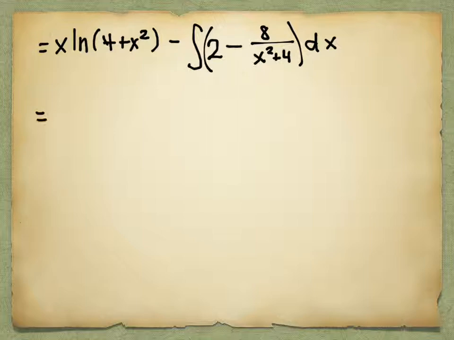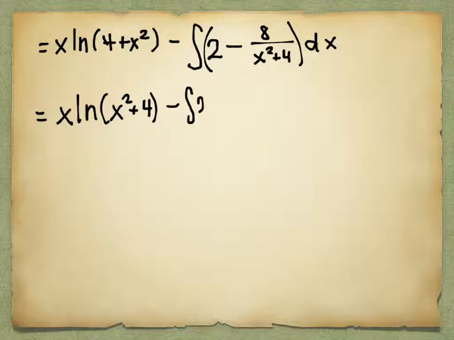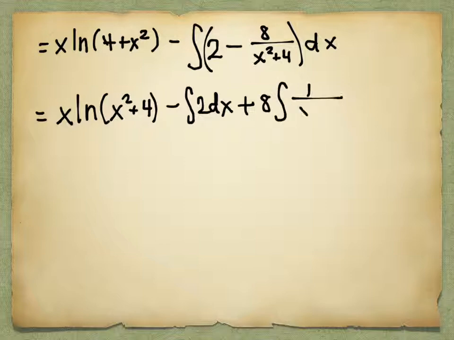Okay, just for clean looking work, I'm going to change a few of these things around. I'm going to write this the same order. I'm going to distribute that negative through, so this is actually minus the integral of 2 dx plus the integral of 8. In fact, you know what, I'll put that 8 on the outside even: 8 times the integral of 1 over x squared plus 4 dx. Is that okay? All that kind of combined. You don't have to do that step. I just like seeing it myself. So it's up to you.